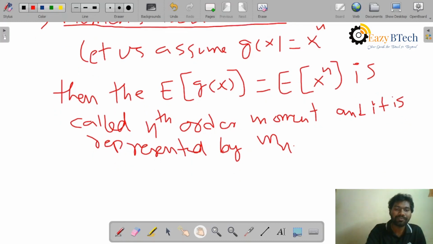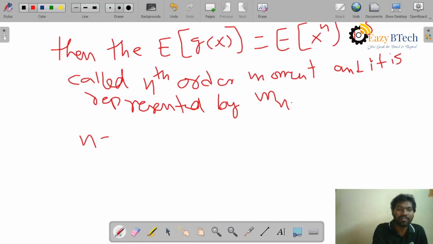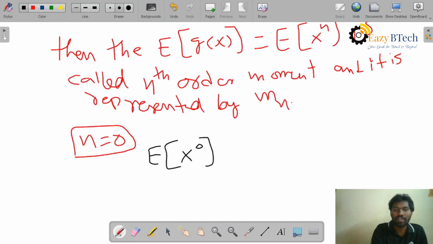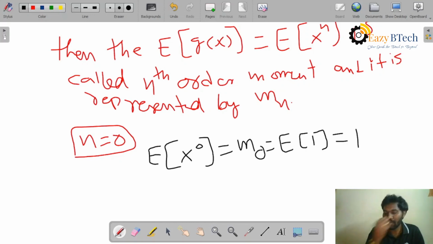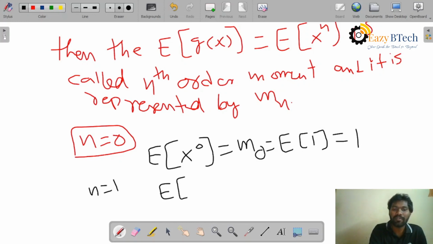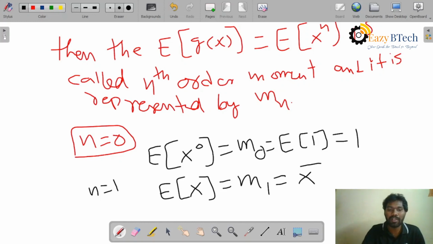Suppose n equal to 0. Then the expectation becomes expectation of x power 0. It is called m naught. That means it is equal to expectation of 1, which is equal to 1, because we already saw one of the properties: expectation of a constant is the constant itself. Suppose n equal to 1. Then it is expectation of x. This is called m1 and is equal to x bar. This is called the first order moment.